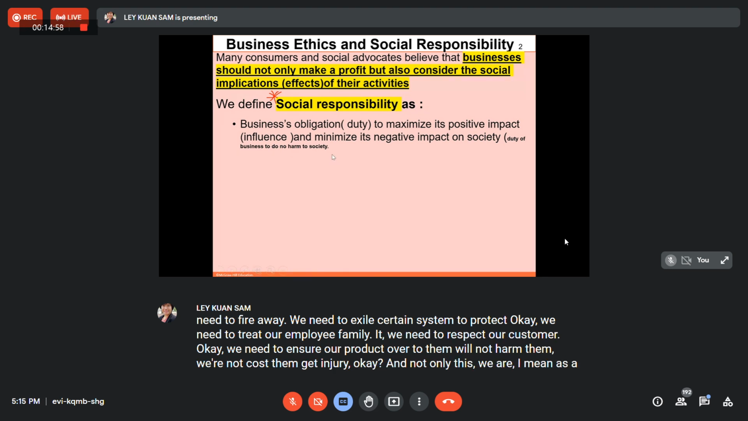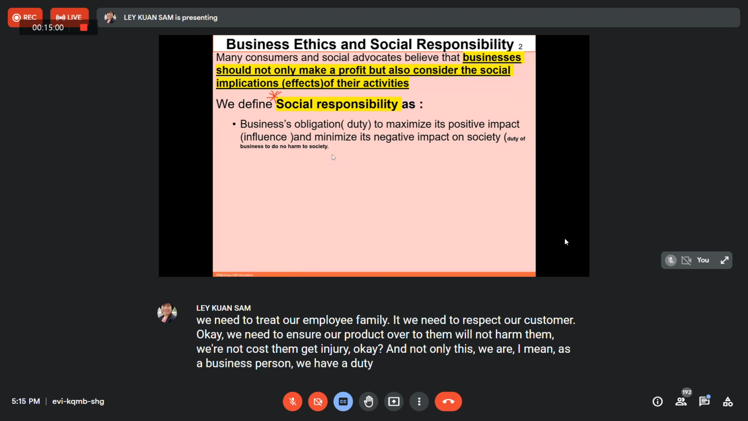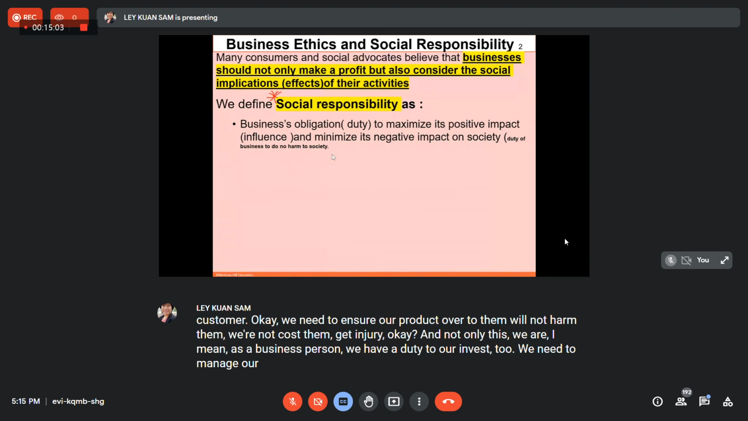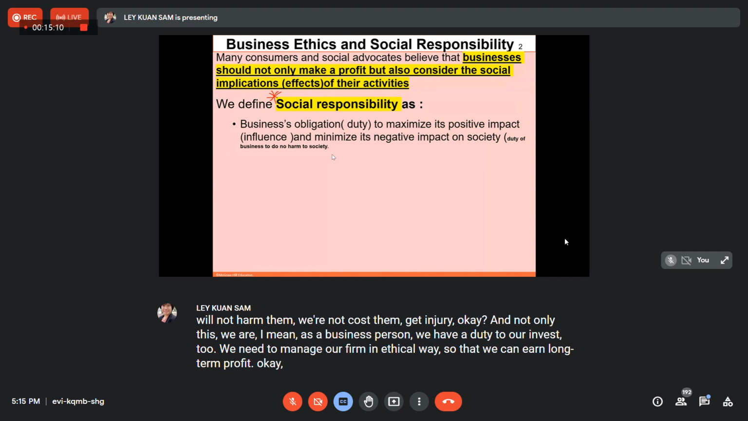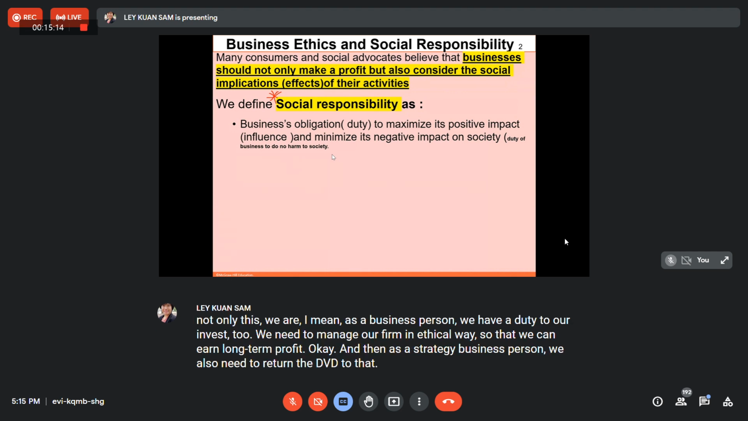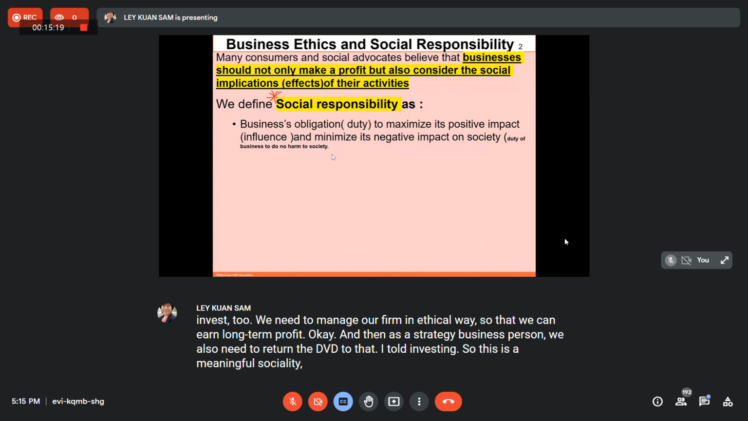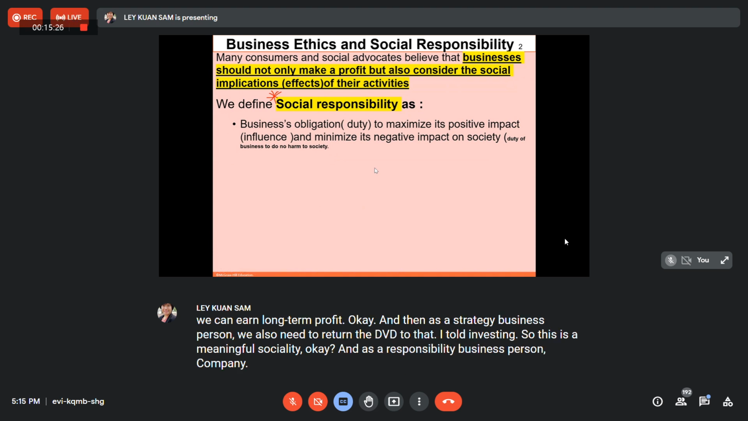And not only this, as a business person, we also have a duty to our investors. We need to manage our firm in an ethical way so that we can earn long-term profit. As a responsible business person, we also need to return the dividend to the investors. So this is the meaning of social responsibility. And as a responsible business person, company, we also need to follow the law set by the government.